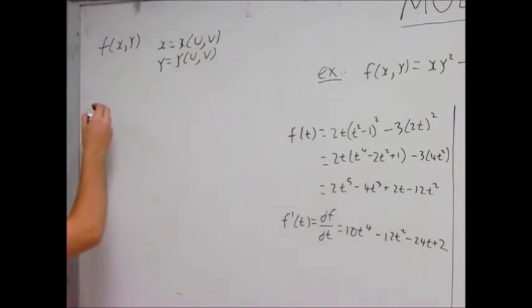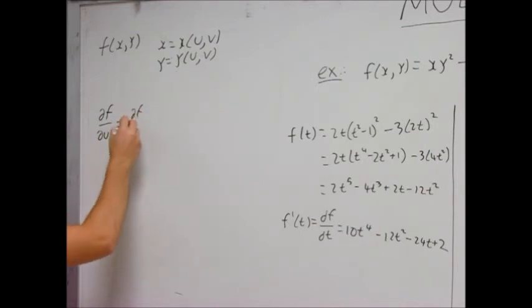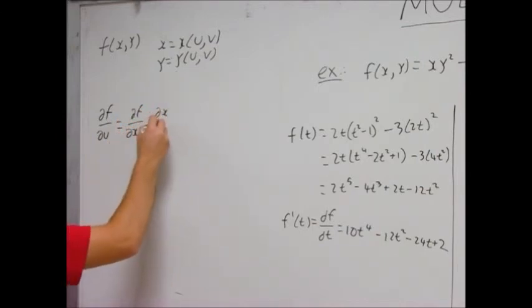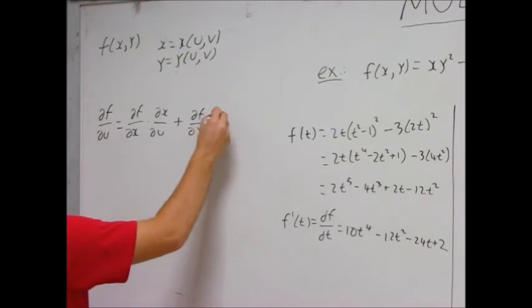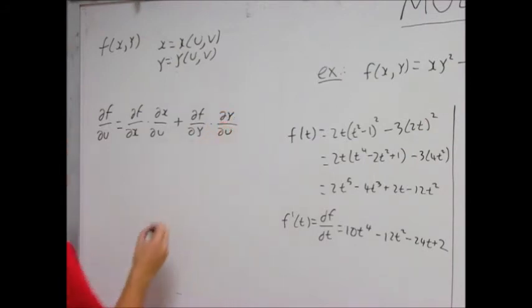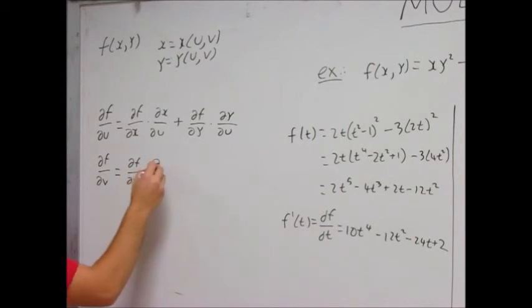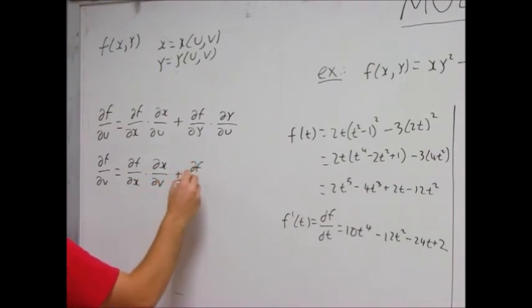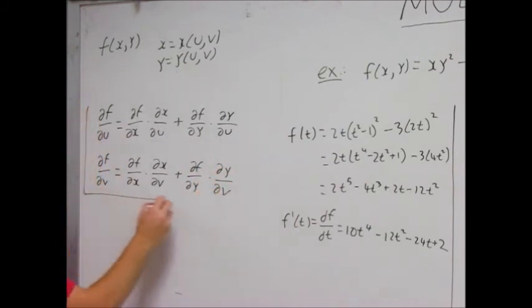Well, now we can find the partial derivative of f with respect to u, and similarly would be this, plus partial derivative of f with respect to y, and the partial of y with respect to u, and the partial of f with respect to v similarly will be partial with respect to x times the partial of x with respect to v, and then add that same situation with y. These are the two formulas for this situation.